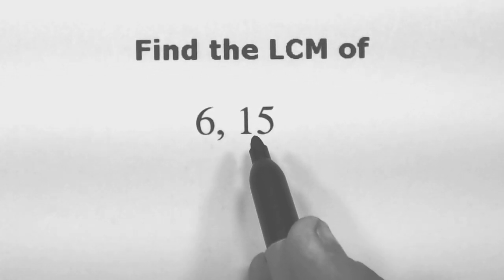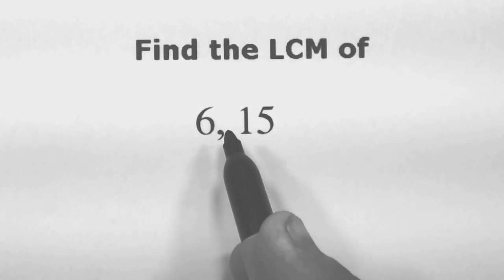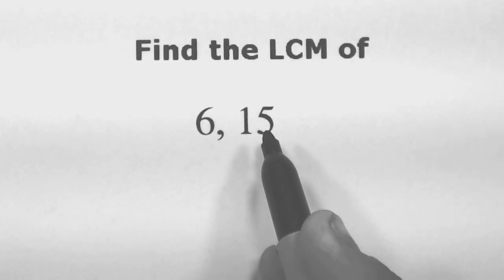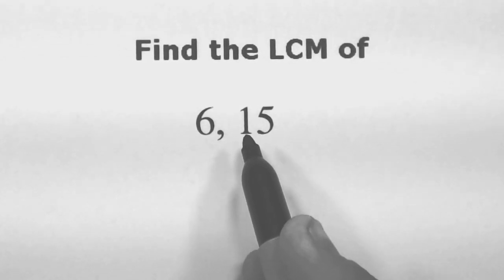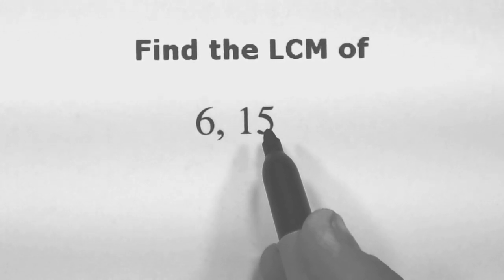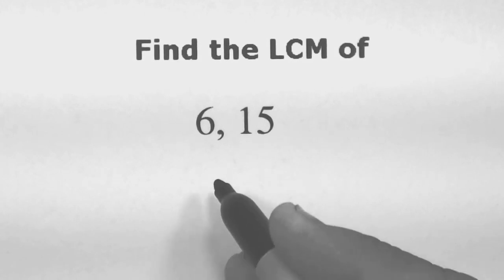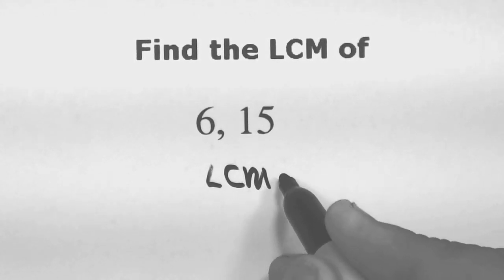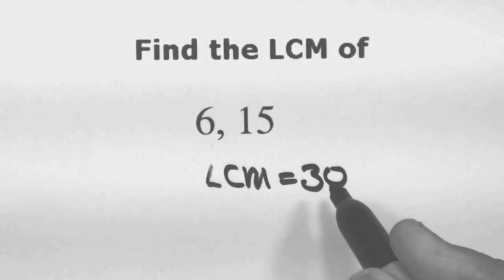The first multiple of 15 is 15. Does 6 divide evenly into 15? No. The next multiple of 15 is 30. Does 6 divide evenly into 30? Yes, it does. So in this case, the LCM equals 30.